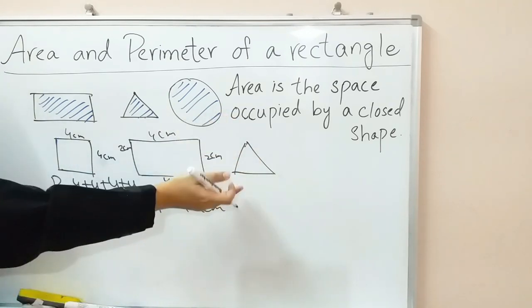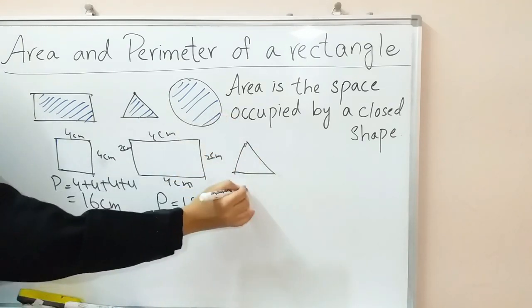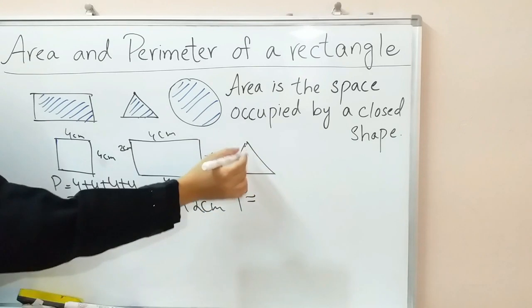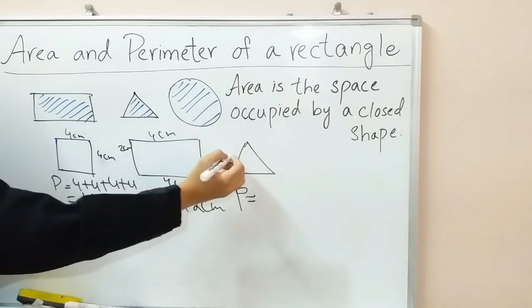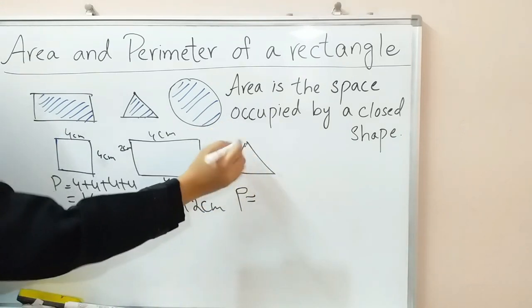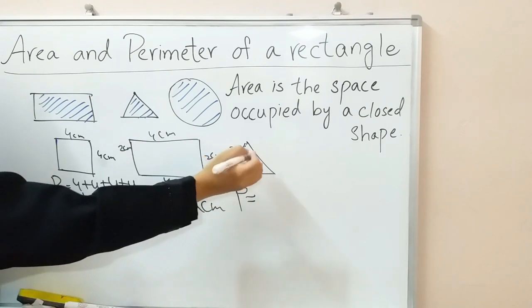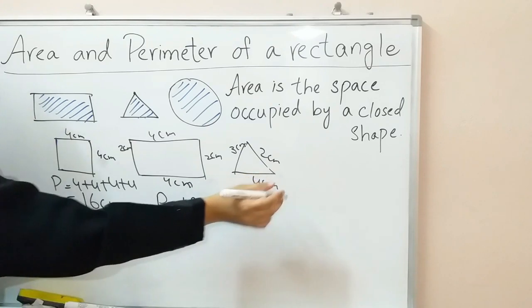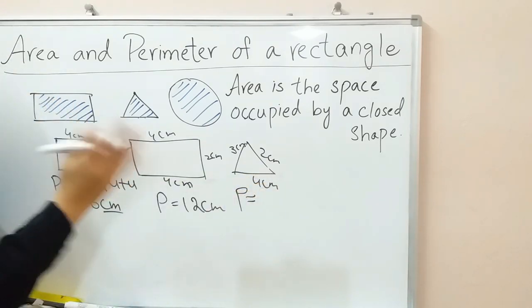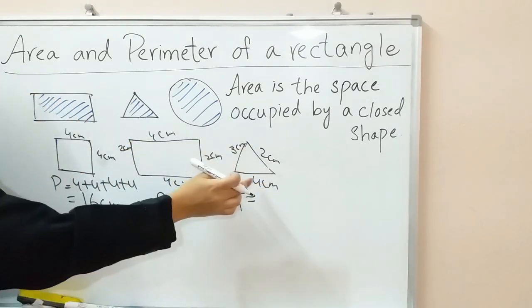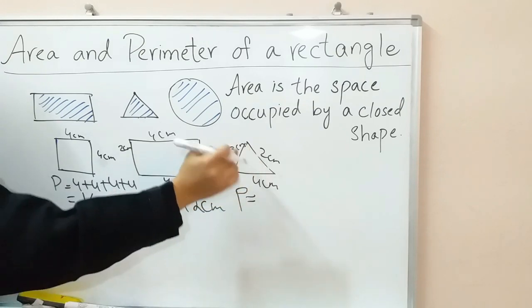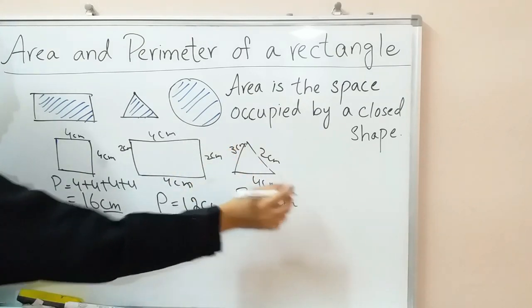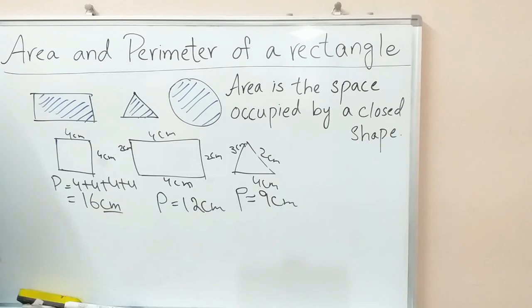And if you have this triangle and you want to find its perimeter, what will you do? You will sum up all of its lengths. Suppose its lengths are 3 centimeters, 2 centimeters and 4 centimeters. Now you can work out what its perimeter will be. Its perimeter will be 4 plus 2 is 6, 6 plus 3 is 9 centimeters. So I hope you got how to find the perimeter of closed shapes.